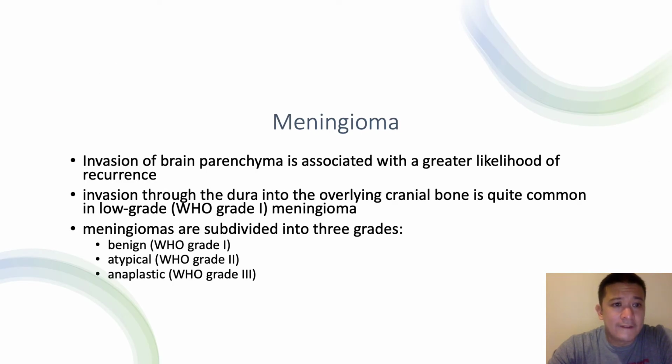So, invasion of brain parenchyma is associated with greater likelihood of recurrence. Invasion through the dura into the overlying cranial bone is quite common in low-grade WHO 1 meningiomas. And again, the WHO subdivides the meningiomas into 3 different grades. So your benign, your atypical, and your anaplastic.